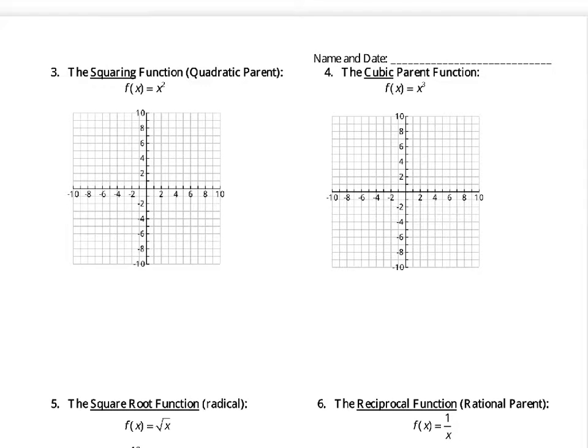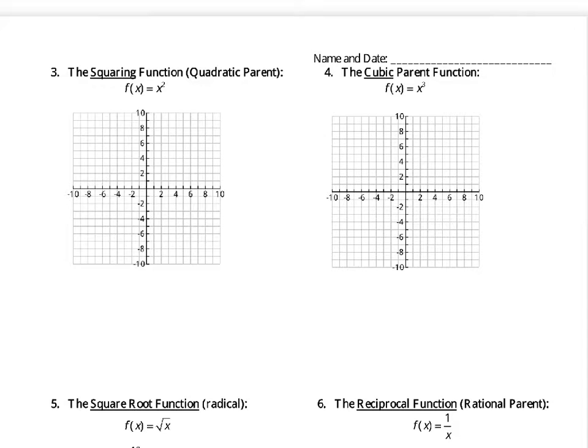The next parent function you are very familiar with is known as the squaring function, aka the quadratic parent. This is definitely an even graph. It has y-axis symmetry. You can fold along the y and the graph will match up. Its domain is negative infinity to infinity. However, the range is not. Notice this graph doesn't use any negative y values. The range begins at 0 and uses any values that are greater than 0. So 0 to infinity is our range.